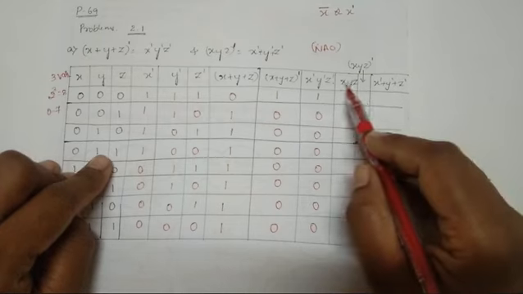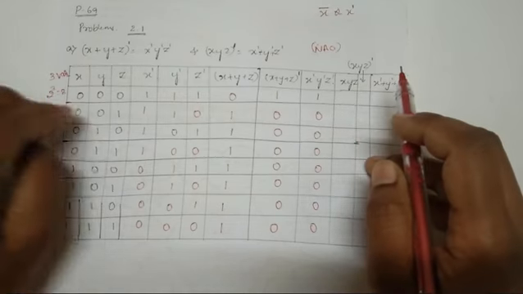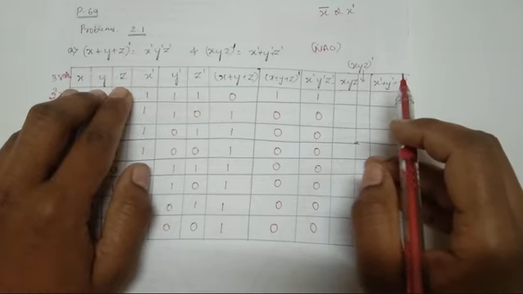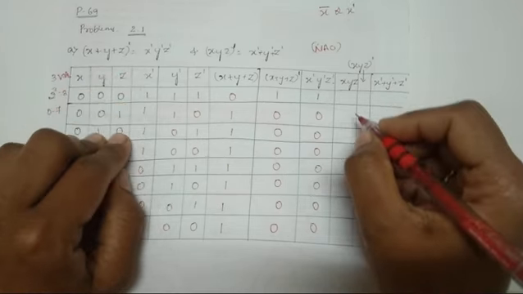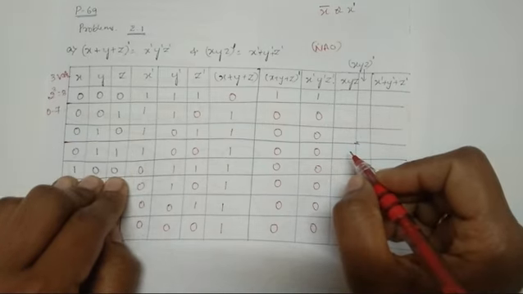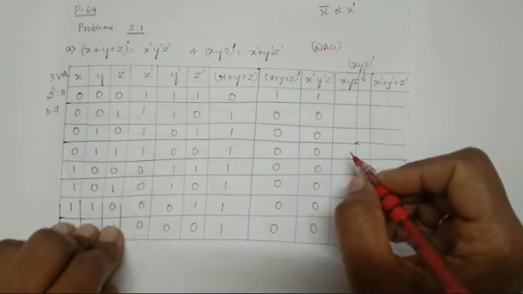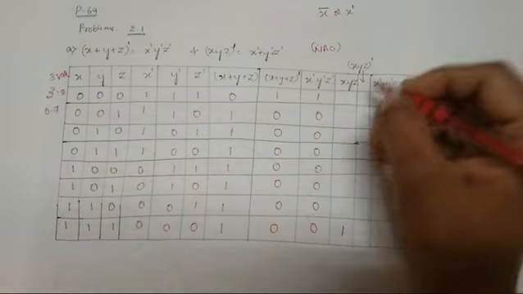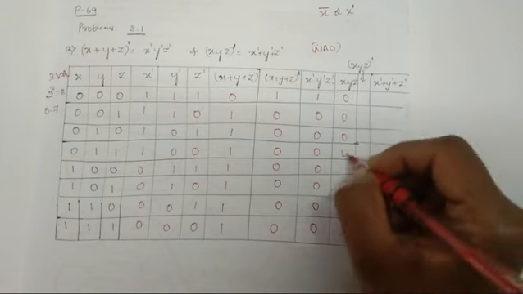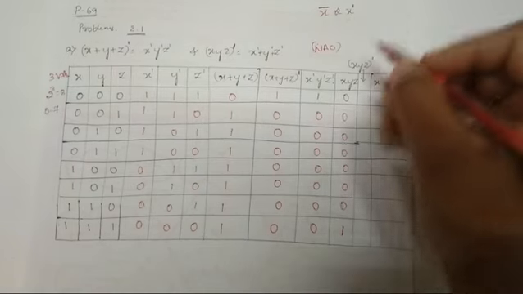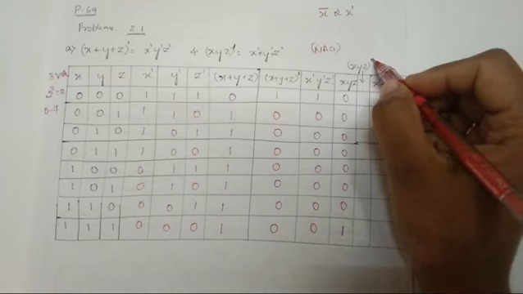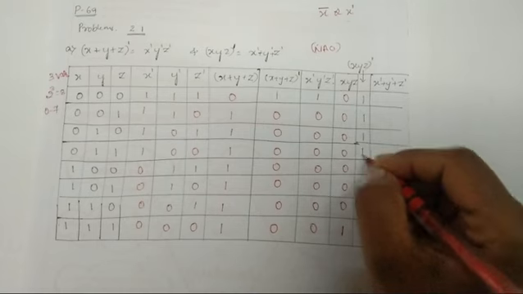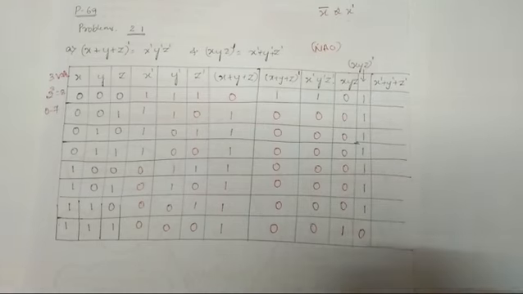Okay, next, x into y into z. For this x, y, z, look for all the entries as ones. Okay, no entries, don't write anything. So what you have to write here? You have to write 1 here, all the other entries with zeros. Okay, next, x, y, z whole bar. So the complement of this, for 0 it is 1 1 1 1 1 1 1 and it is 0.